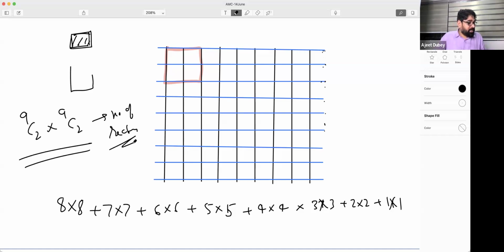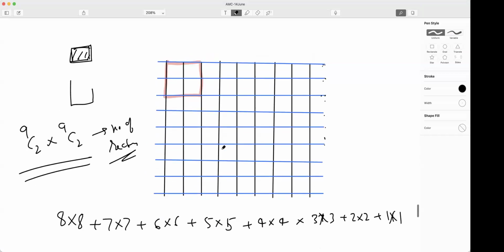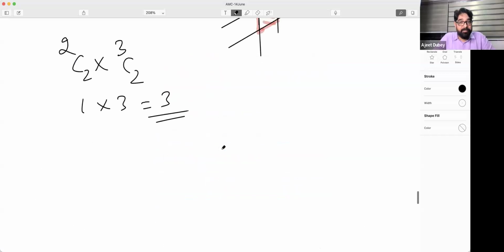In the next class, we'll discuss more geometric problems based on combinatorics. And this file will be shared with you in your group. Okay. Thank you very much. Sir, will you share the questions? Pardon? Will you share the questions, sir? Yeah, this PDF will be shared in the group.